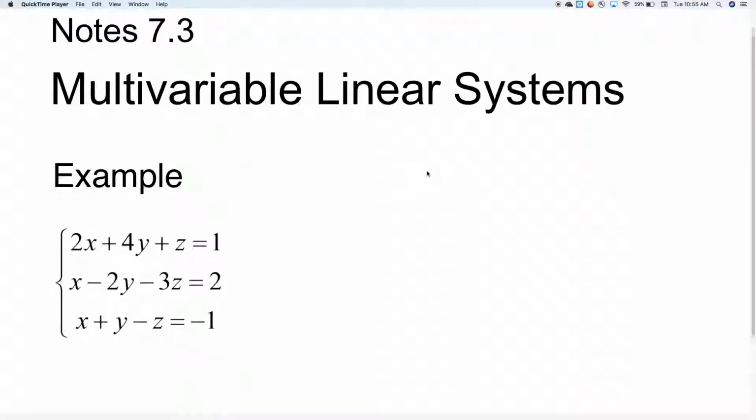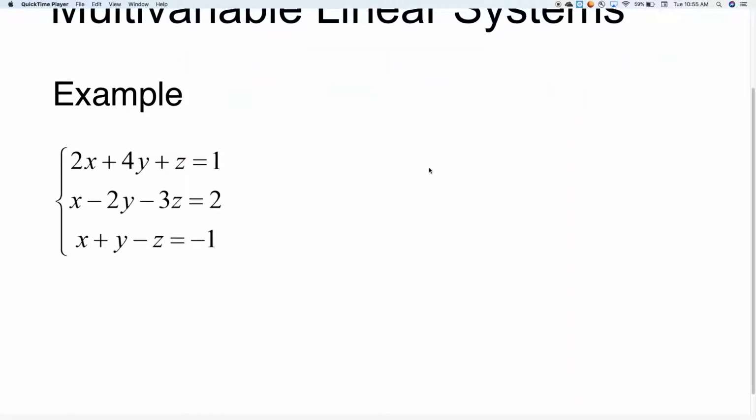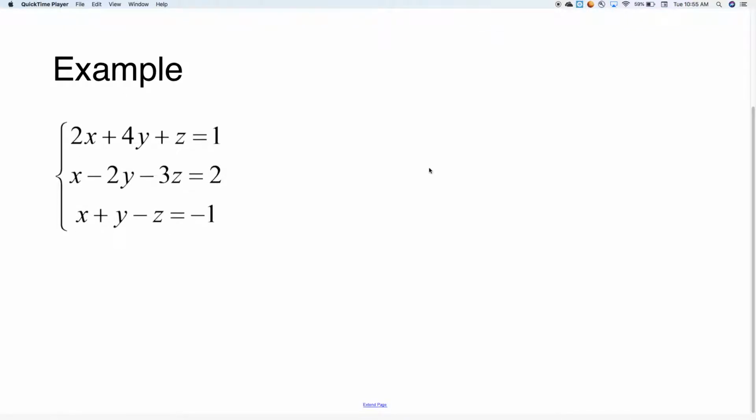So we're going to talk about multivariable linear systems today. Basically what we mean by that are 3-variable systems. So I've got one example of a 3-variable system to start.